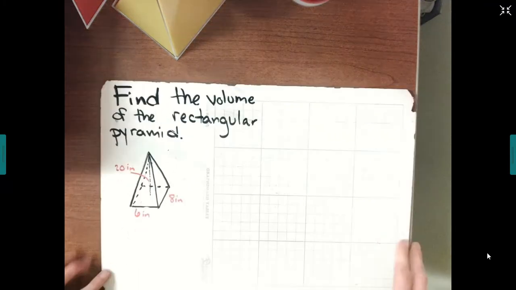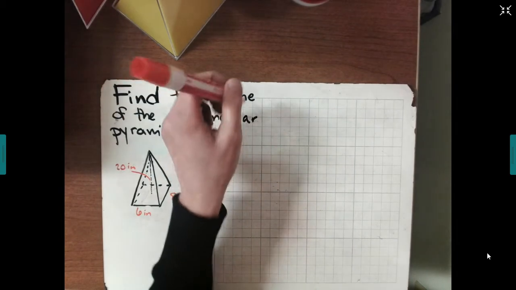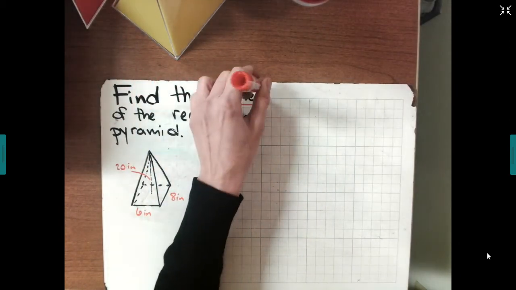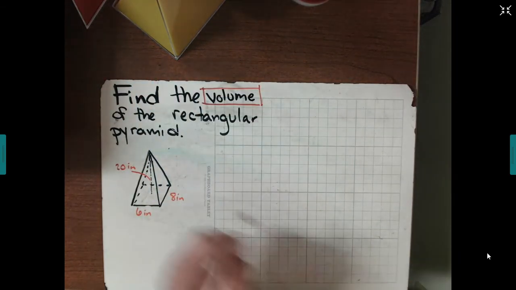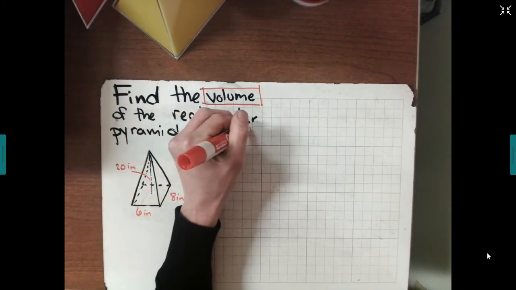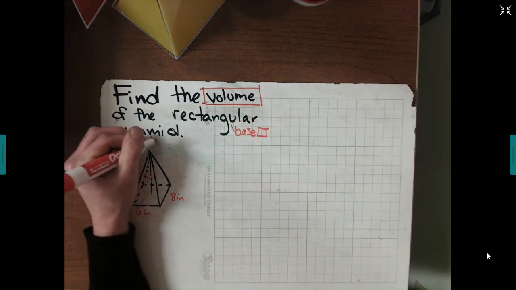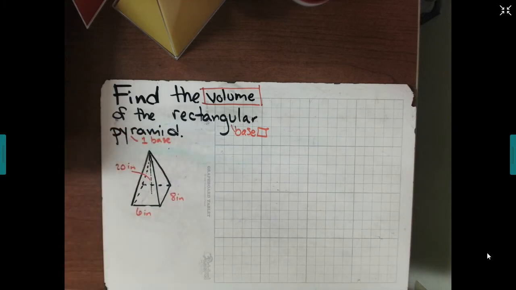Start off with this one. Find the volume of the rectangular pyramid. Okay, so I'm just going to annotate my question. I'm looking for the volume of my rectangular pyramid. So my base is a rectangle, and I only have one base. That is all of the information I can get from this word problem. I'm looking for the volume. I know that my base will be a rectangle, and there's only one of them.